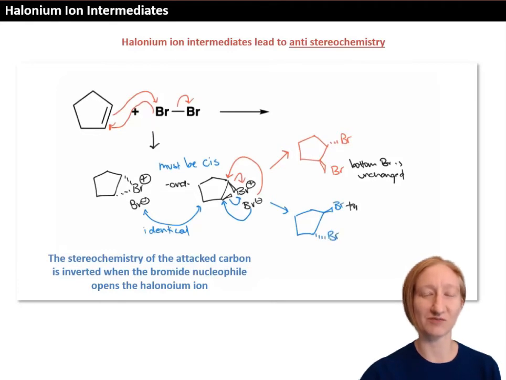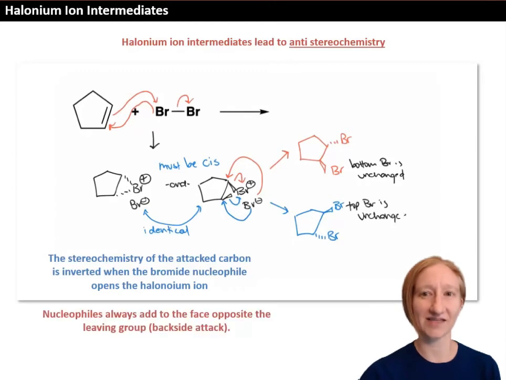So the bromine remains pointing forward or out. And this backside attack, as it's called, leads to anti-stereochemistry in the dihalogen product. The two halogens, here the two bromines, will always be on opposite faces of the ring or the structure.